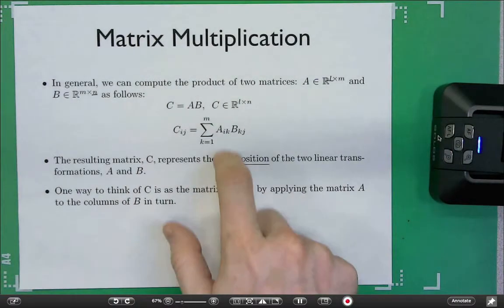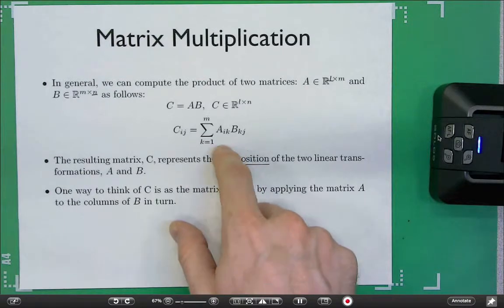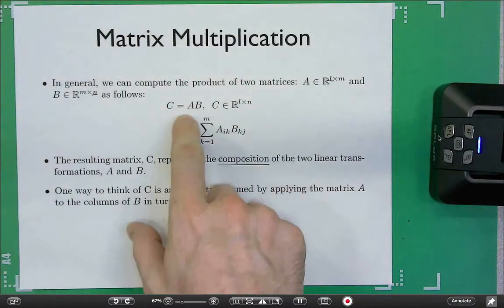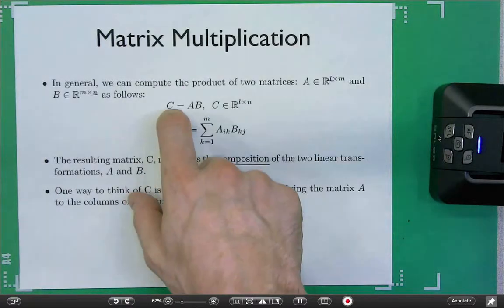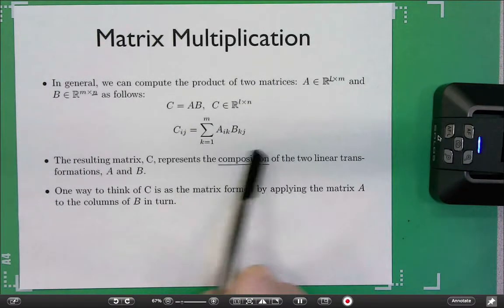The point of this matrix multiplication is that this is the algebraic counterpart of composing linear transformations. So if I have my linear transformations represented by matrices A and B, then the linear transformation represented by matrix C is exactly the linear transformation that corresponds to composition of A and B. And that's why it is defined this way.